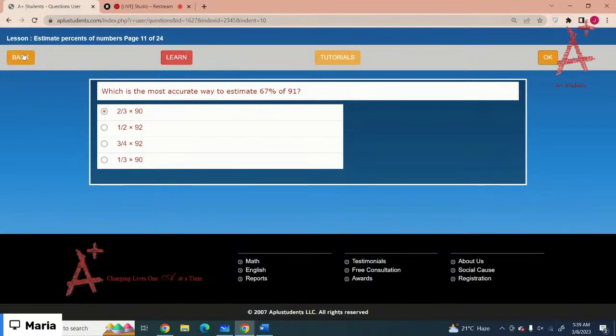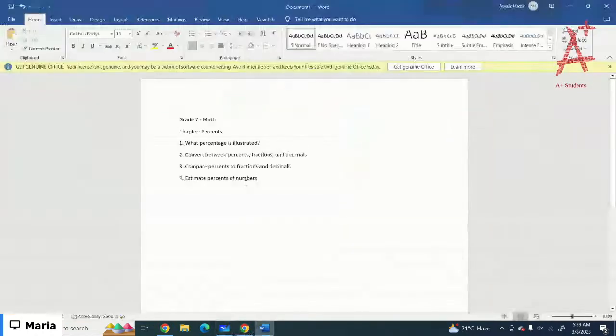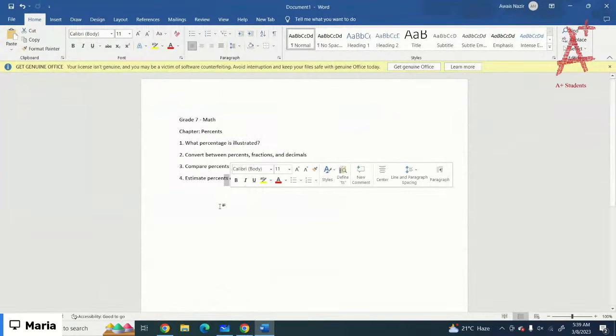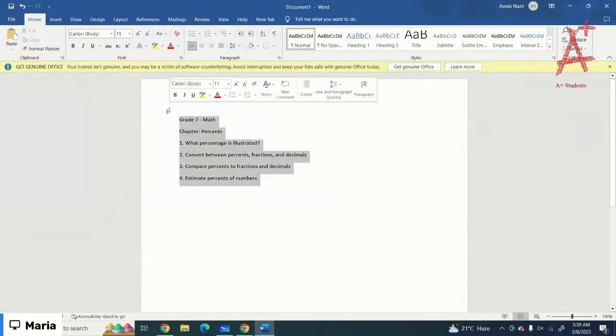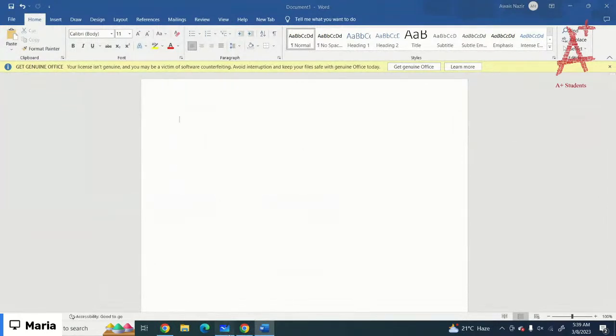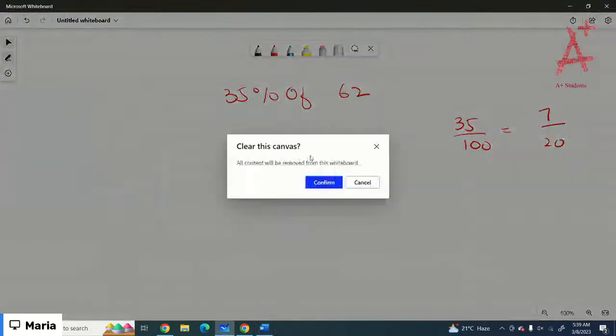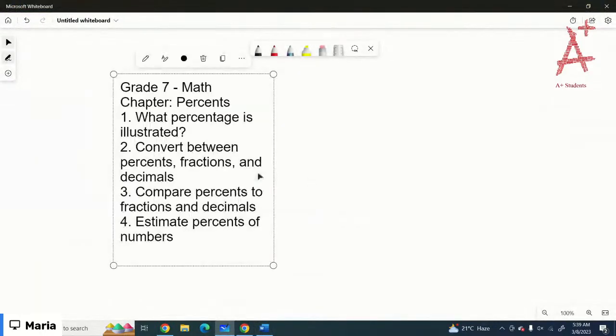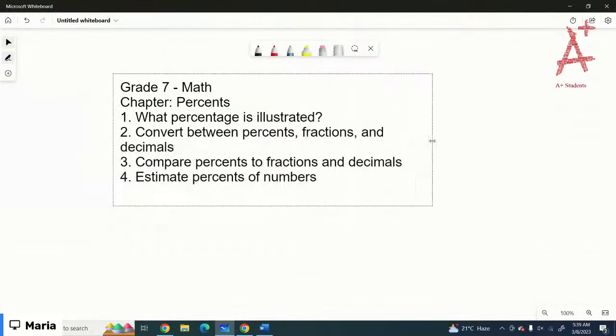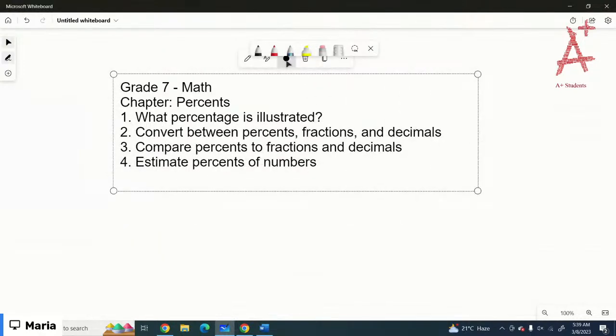Okay, you can complete the test by yourself later today. So we are working on grade 7 maths. The chapter we were working on is percents, and the lessons we have covered today are what percentage is illustrated, convert between percents, fractions, and decimals, compare percents to fractions and decimals, and estimate percents of numbers.